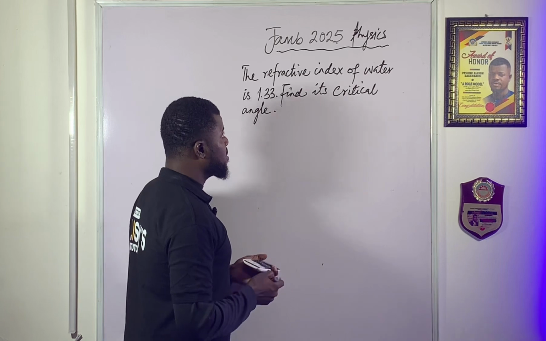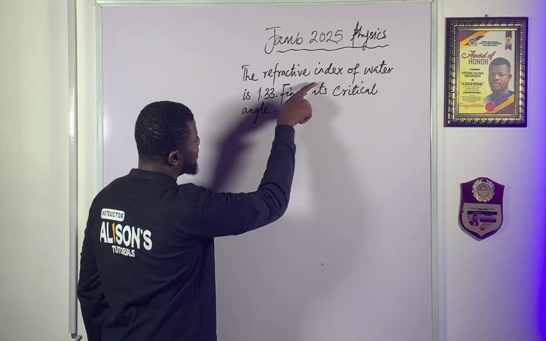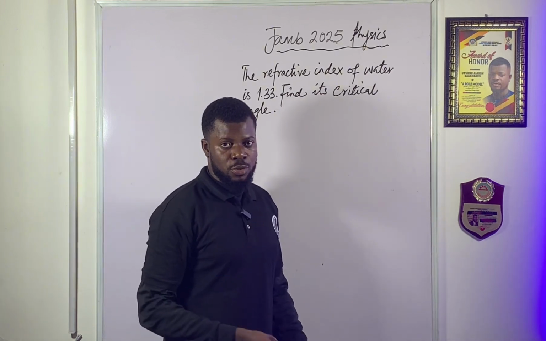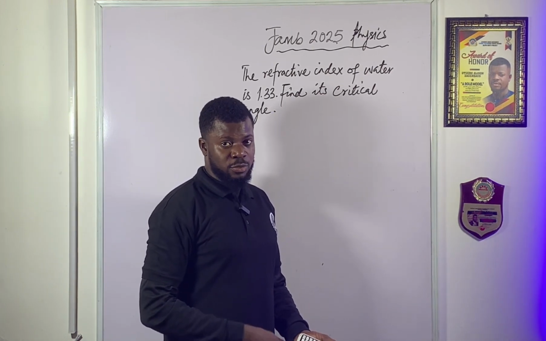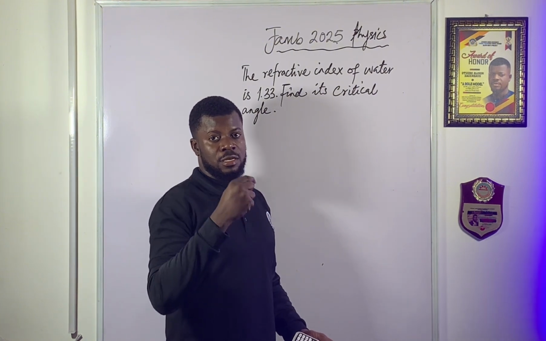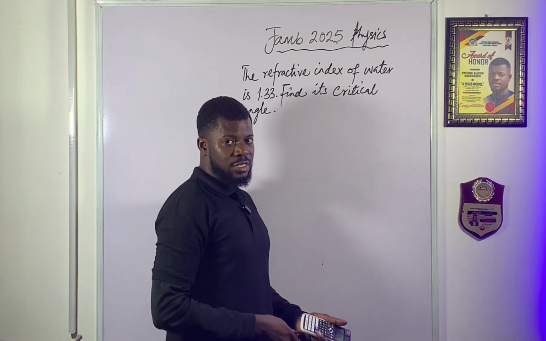So I'm going to simplify this. The question is, the refractive index of water is 1.33. Find its critical angle. We have the formula to calculate the critical angle, especially if the refractive index is given.